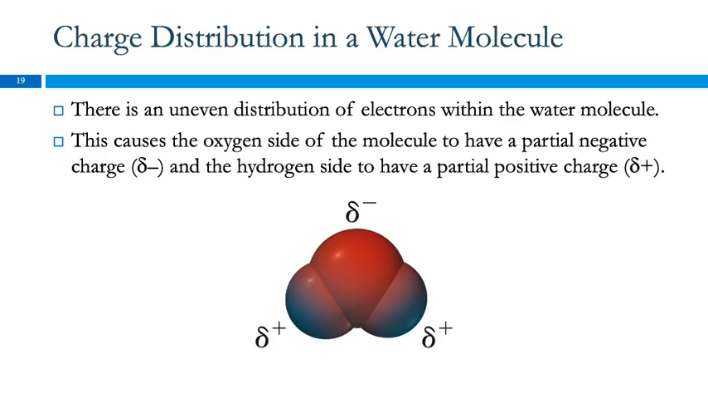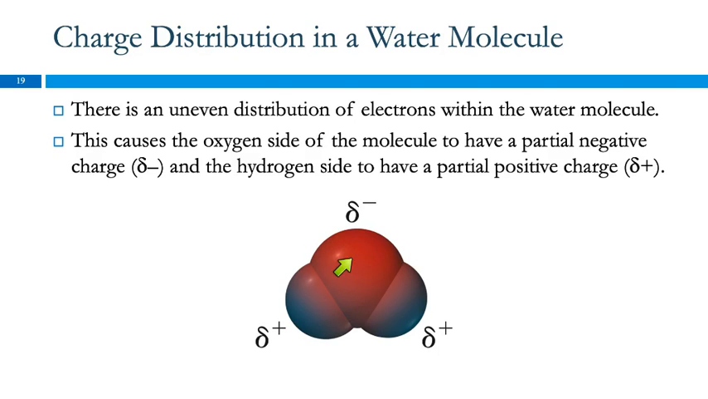Are you sharing the blanket? Well, technically, yes, you're sharing the blanket, but the other person has more of it, right? So that's what happens when oxygen and hydrogen share electrons. Oxygen hogs the electrons. He's stronger, pulls the electrons away.